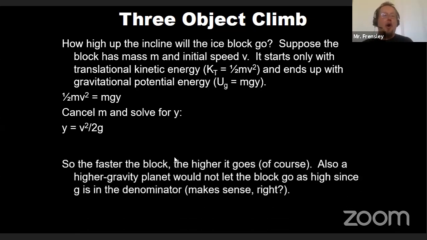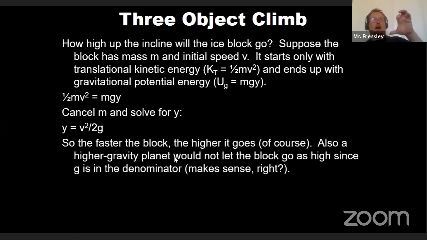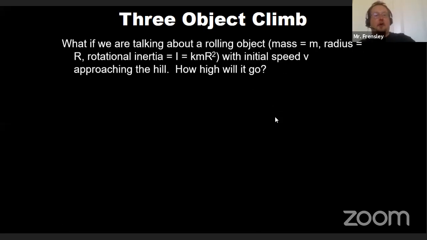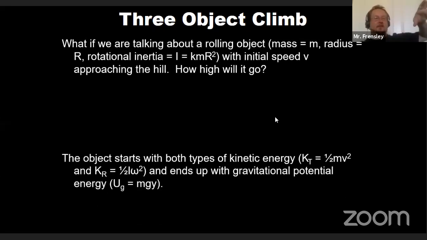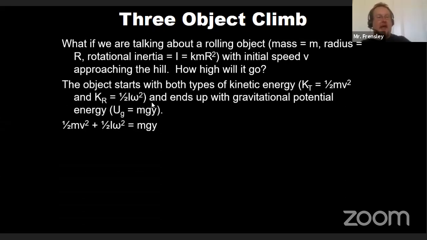Okay, all good. But how high up then could the ring go or the disc go? Of course, the faster the block, the higher it goes. If you're on a bigger gravity planet, you won't go as high. Okay, that all makes sense, right? But let's talk about what if we're doing the ring or the disc. For the ring or the disc, watch what we have. We have their translational and their rotational energy become mgy.